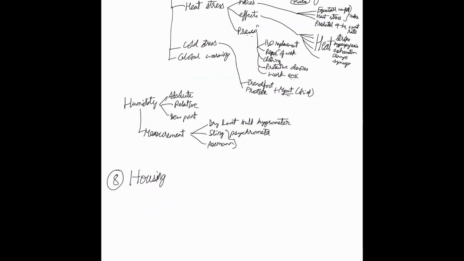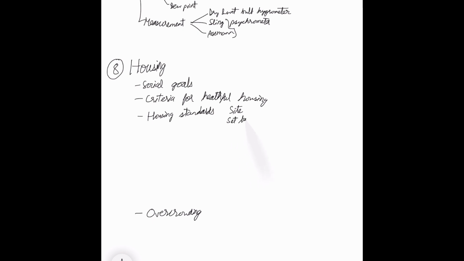Now moving on to housing, we have social goals for housing, the criteria for healthy housing, and the various housing standards, including site, setback, floor, walls, roof, rooms, floor area, cubic space, windows, lighting, kitchen, privy, garbage and refuse, bathing and washing, and water supply.